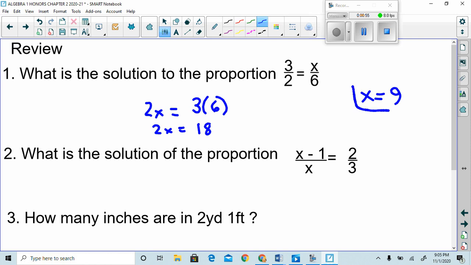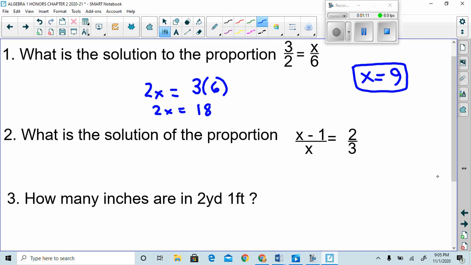Now, sometimes people will look at this and say, well, can I just look at equivalent fractions? And 2 times 3 is 6, and 3 times 3 is 9. The answer to that is yes. If there is a connection like that, you certainly can use that. Now, in the second problem, not as easy to do some mental math.